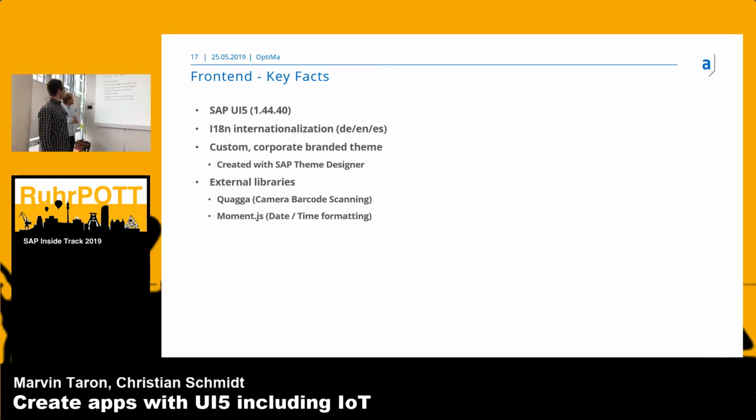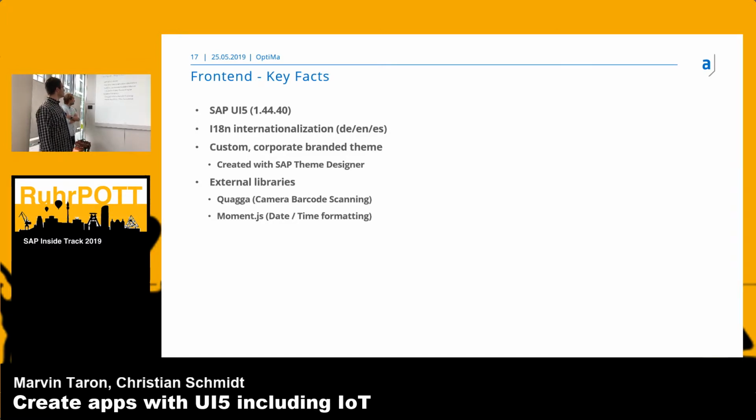We've got standard i18n internationalization for German, English, and Spanish. And we got a custom corporate branded theme for our company. They have a quite grey layout, so it doesn't look like the Belize or Blue Crystal theme, which you will normally see in UI5 labs. We brought some screenshots, so we will show you later.